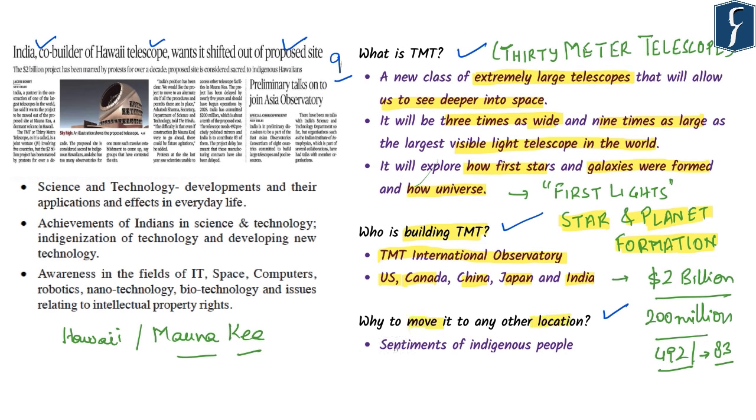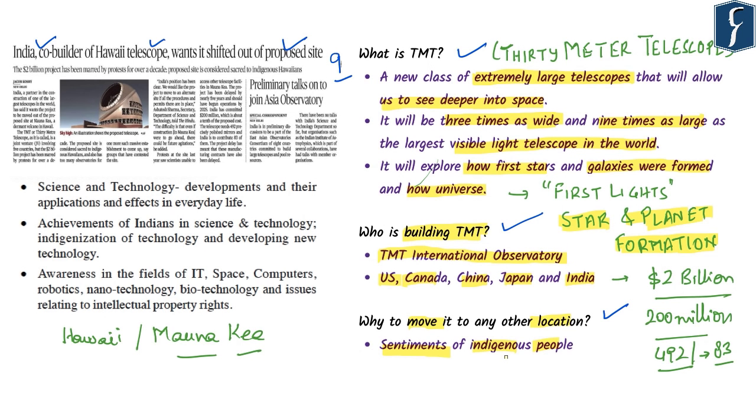First and foremost is the sentiment of the indigenous people. The people who live in Hawaii hold a special place for Mauna Kea, and that is why they have been opposing construction of the 30-meter telescope on the site. At the same time, there are many telescopes which are built in the nearby areas, and hence India has supported the move to relocate the 30-meter telescope to some other location.